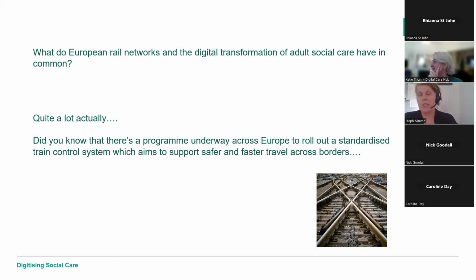I found myself going down a Google hole the other week and found out that there's a program underway across Europe to standardize train control systems so that there's safer, faster travel across borders. Previously, I remember when I went interrailing, if we travelled from France to Italy, there were delays because they would have to change the wheels on trains. And if you've got inconsistent signalling and emergency systems, that could lead to significant risks.